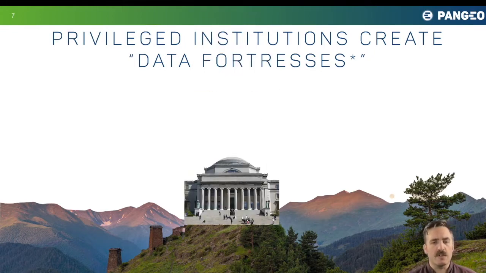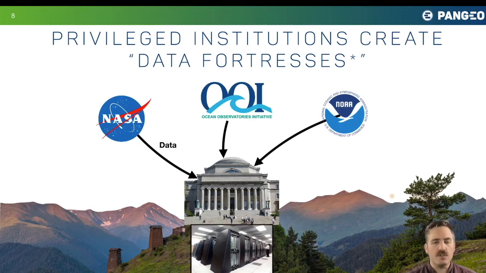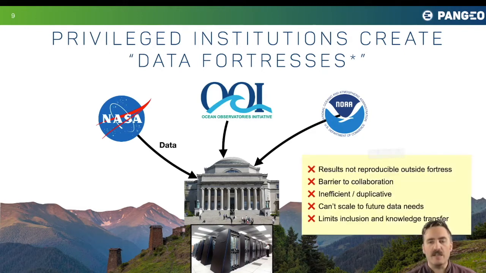So here's my university, Columbia, and we want to support the researchers at our institution to work with ocean data. We bring data in, we download it, and we store it locally on our servers and hard drives. And maybe we put a supercomputer in the basement that allows us to process it more quickly. And this works okay, this works for us, but there are a lot of downsides to this way of doing business. The key one is that our results are not reproducible outside of our fortress, and we don't like to let other people into our fortress. This creates a huge barrier to collaboration.